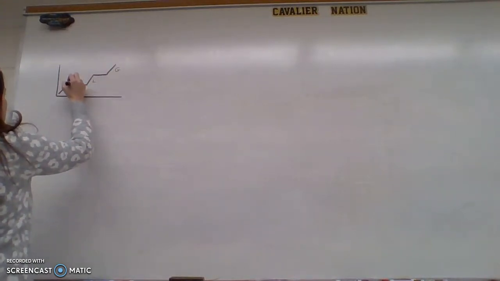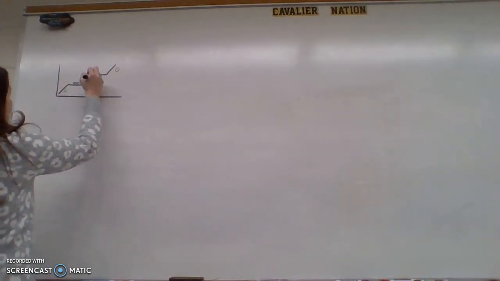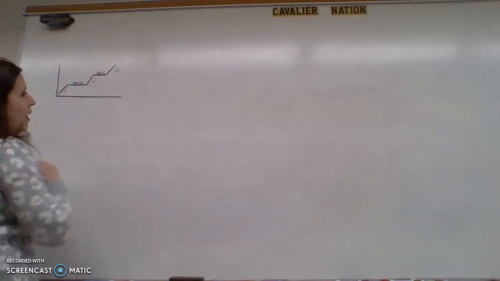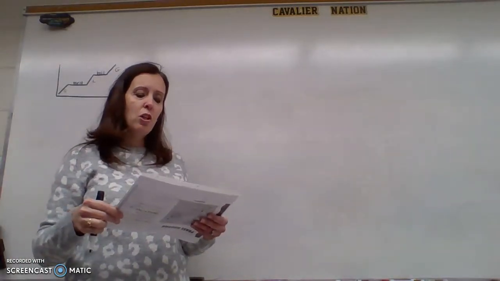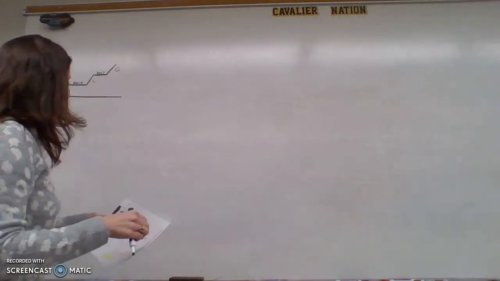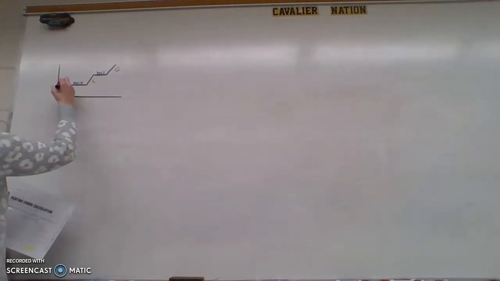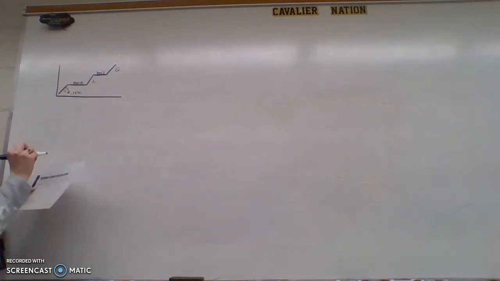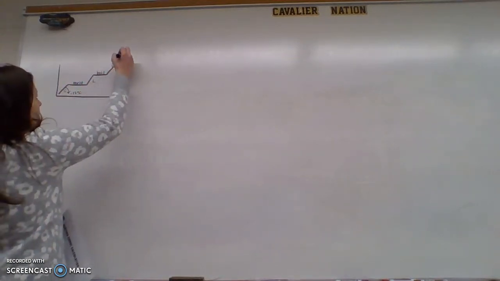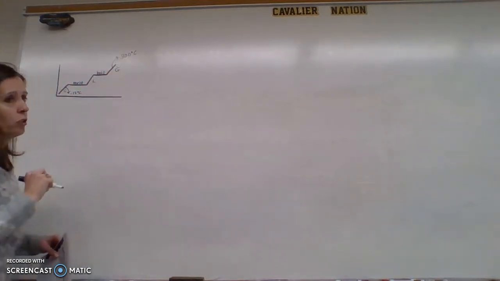I know this is melting, and that's boiling, okay? Now I can read the example. How much energy is needed to melt 50 grams of ice at -12 degrees Celsius to steam? It's going to be a gas at 300 degrees Celsius.